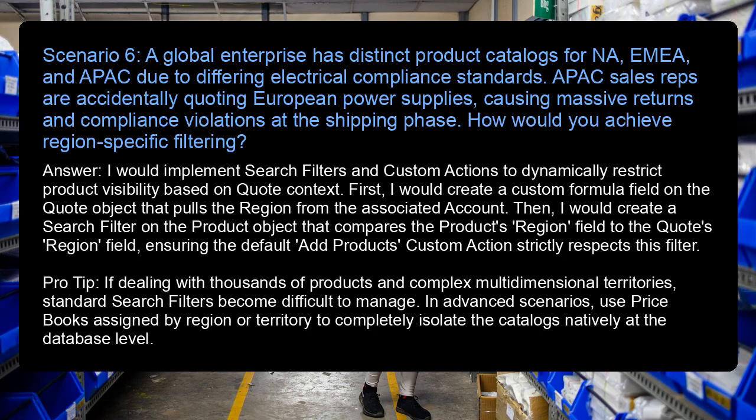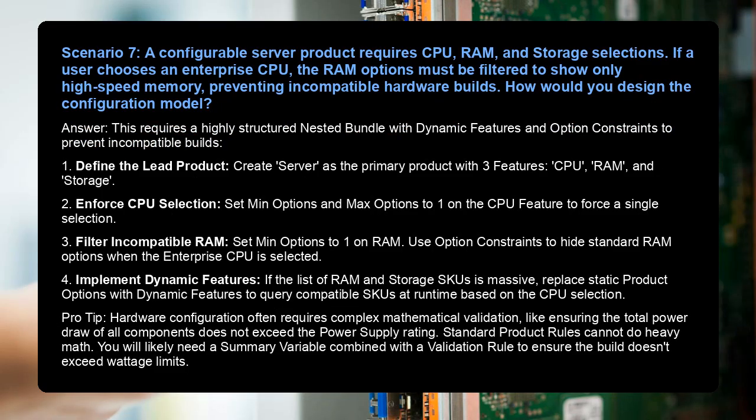Pro tip: if dealing with thousands of products and complex multidimensional territories, standard search filters become difficult to manage. In advanced scenarios, use price books assigned by region or territory to completely isolate the catalogs natively at the database level. Scenario 7. A configurable server product requires CPU, RAM, and storage selections.